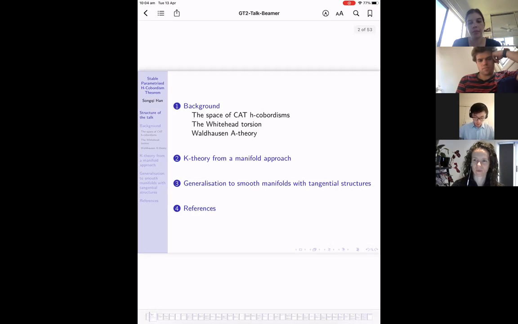In the second part, I will sketch a proof of Waldhausen's stable parametrized h-cobordism theorem in the smooth case. And finally, in the third section, I will describe how to generalize it to the case of smooth manifolds with tangential structures.